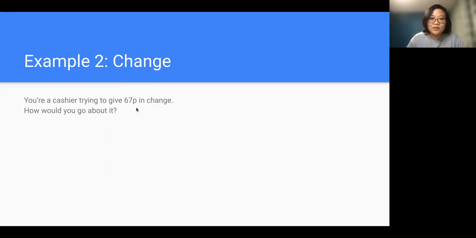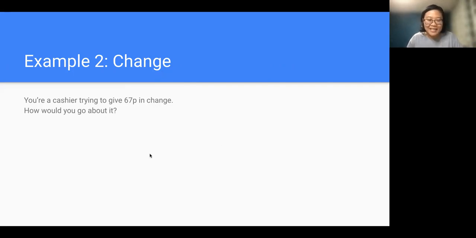So if you're trying to give change, and this is a super common pattern of problems, you're trying to give 67 pence in change. I'm going to talk about pence here because I'm in the UK. So how do you go about it? Just think about it. How do you give change?